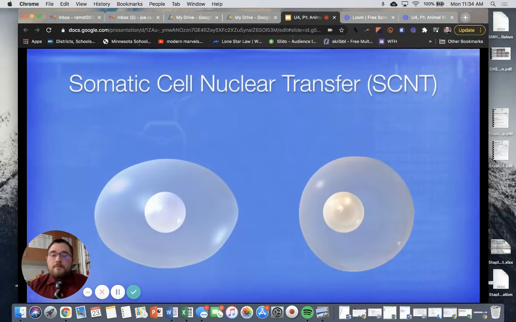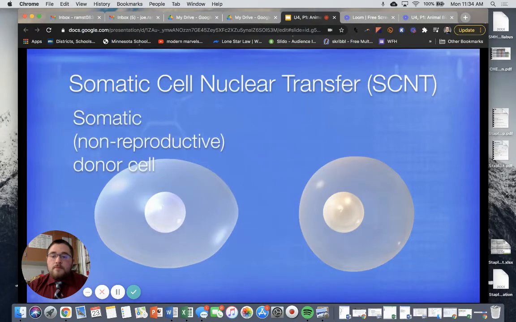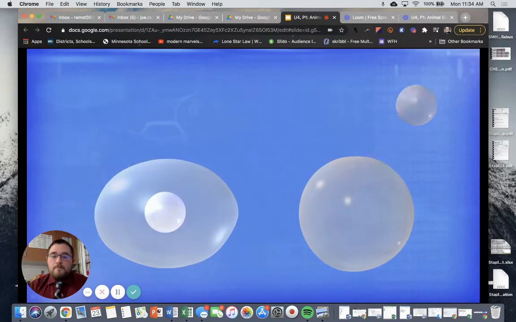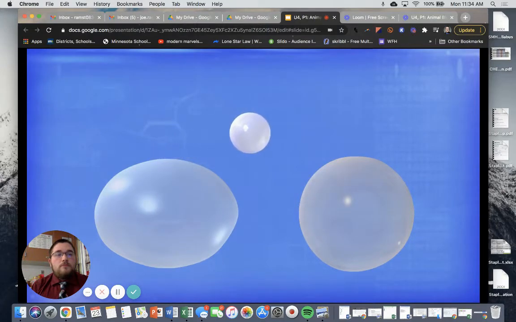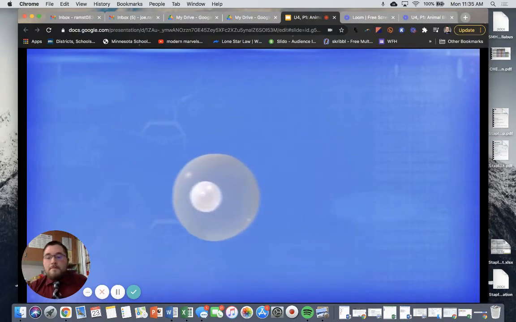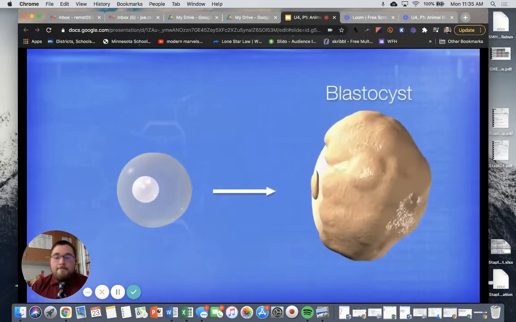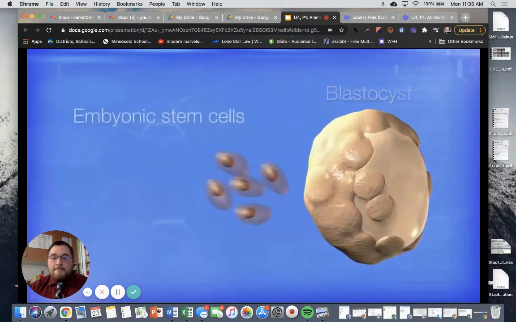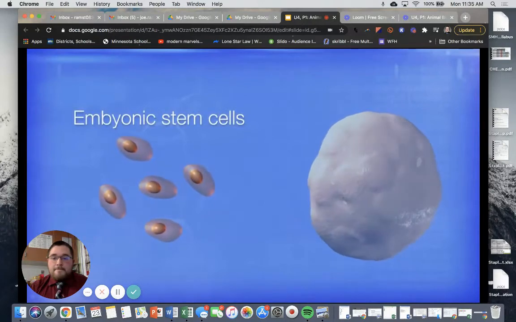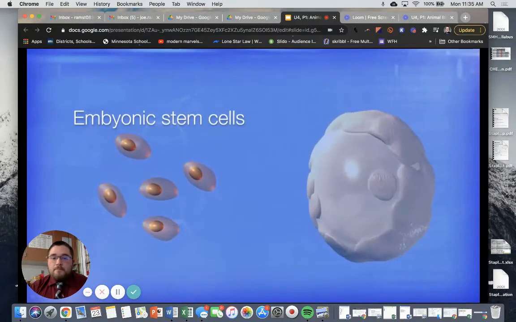Two cells are involved in SCNT, the somatic or non-reproductive donor cell, and a reproductive host egg cell. First, the nucleus is removed from the egg cell to create an enucleated egg. The nucleus is then removed from the donor cell and transplanted into the enucleated egg. The egg may be cultured and developed into a blastocyst. Embryonic stem cells are extracted from the blastocyst for therapeutic cloning.